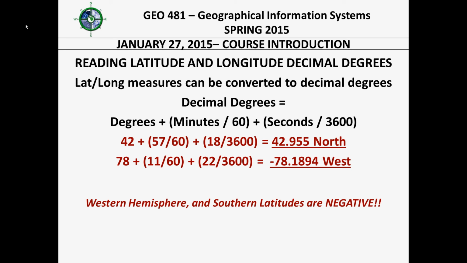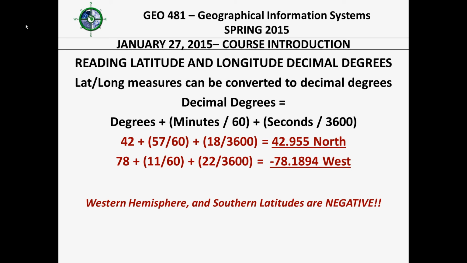So you would read that 42 degrees, 57 minutes, 18 seconds north latitude. 78 degrees, 11 minutes, 22 seconds west longitude. That's not very useful if you want to do math. Obviously, that's not a number. There's quotes in there and degree symbols, and there's an N. You can't do anything with that.